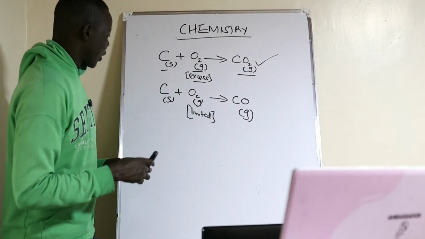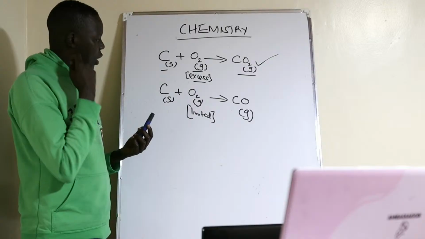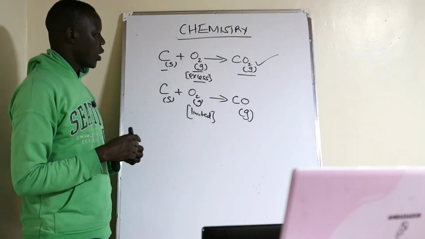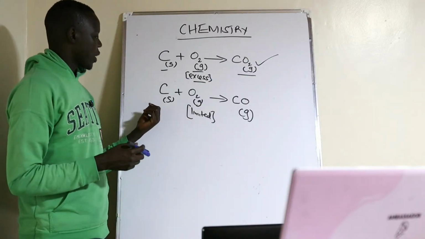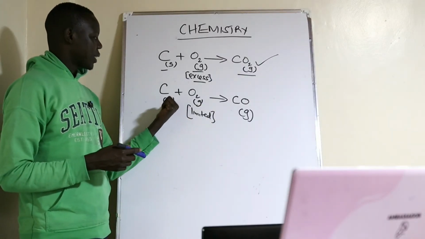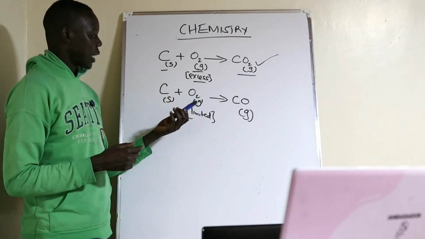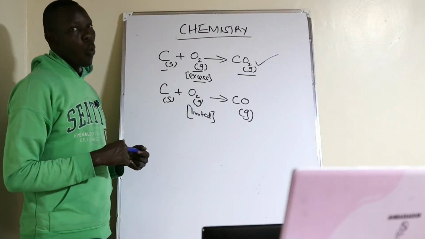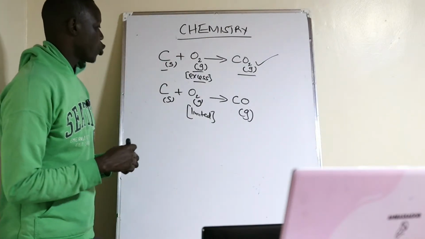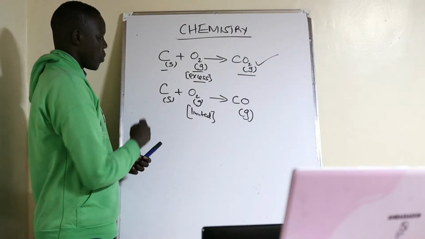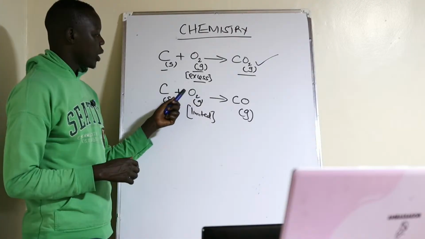Now, this equation is not okay. If you look carefully, we are only done with two parts. We are done with giving the state symbols. We are done with writing the correct elements and formulas of the compounds formed, that is CO. We are done with giving the correct products, of course. Then lastly, it is not balanced. Carbon here is one, carbon on the other side is one. So carbon is okay, but for oxygen, it is 2 here.